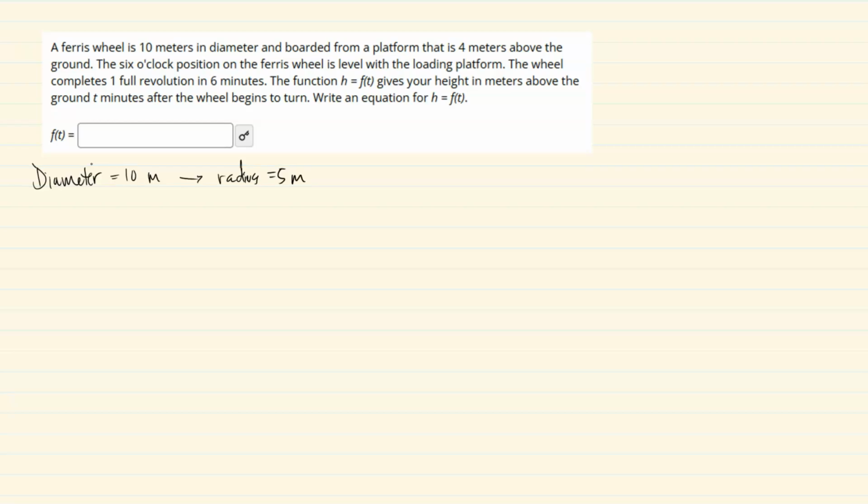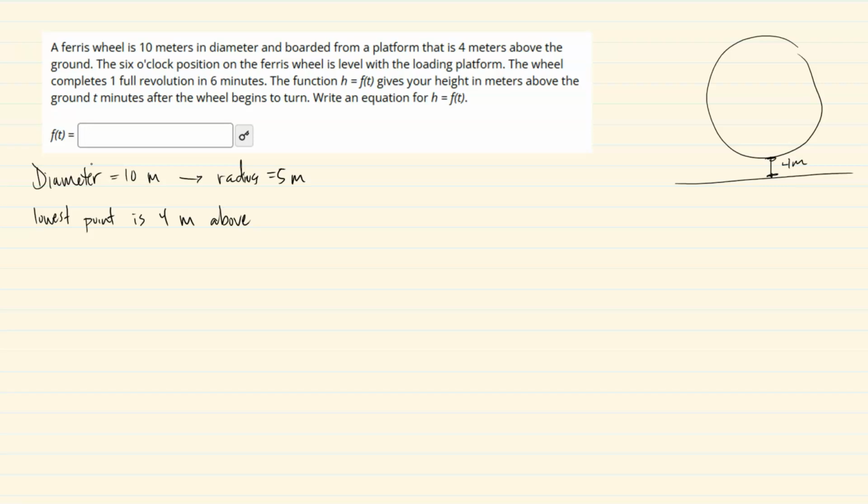Okay. The platform is 4 meters above the ground. So that's the lowest point. So if you think about the Ferris wheel, here's the circle, the Ferris wheel, and the distance from here to here is 4 meters. So just to visualize that. Okay, so the platform, the lowest point, we'll just say, is 4 meters above ground. Okay, that's important information.